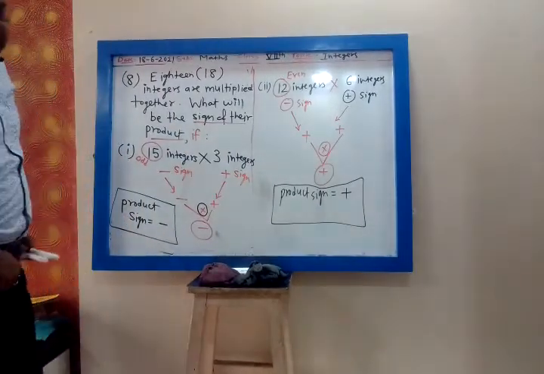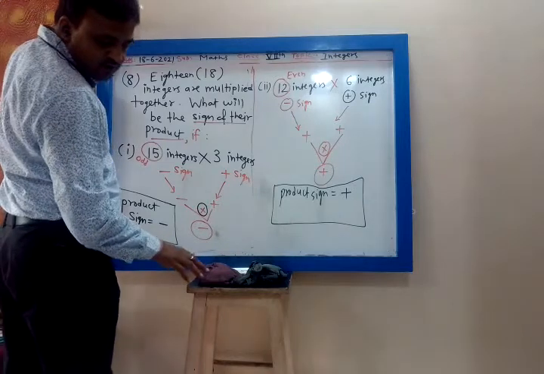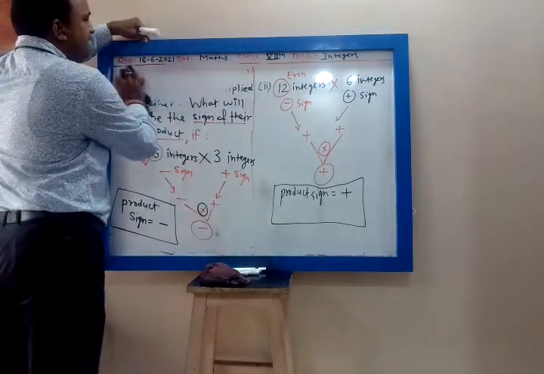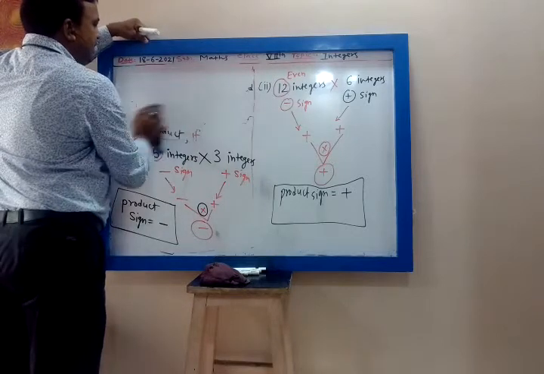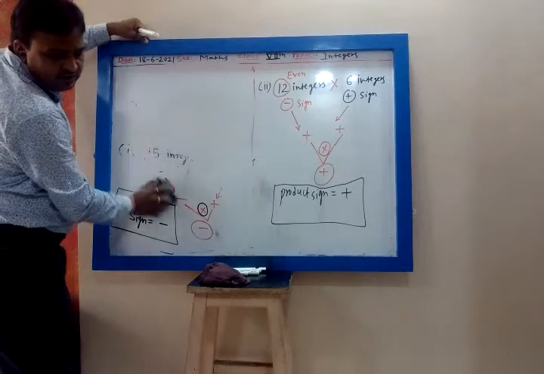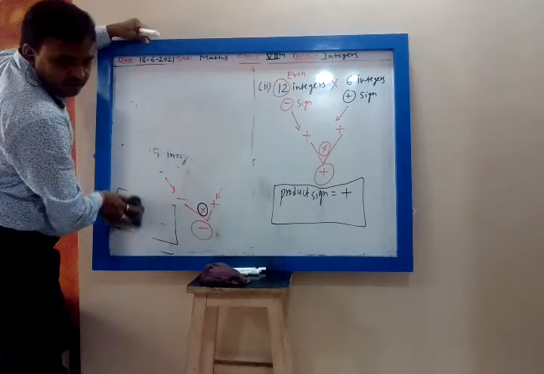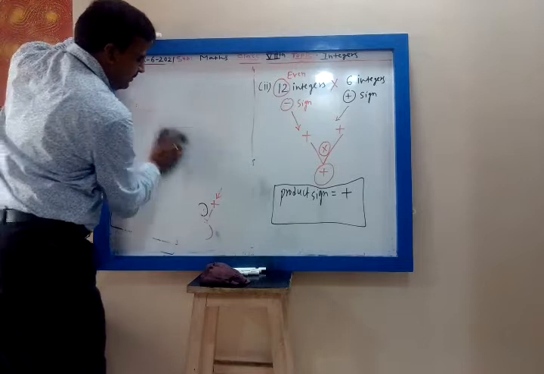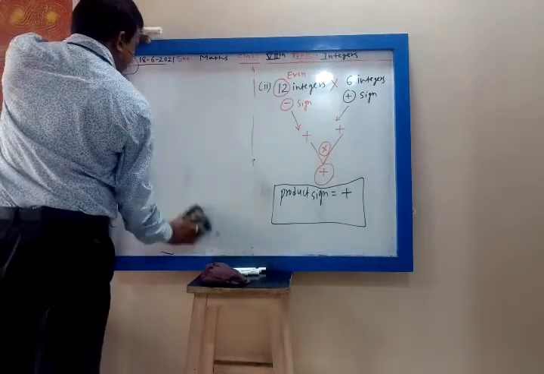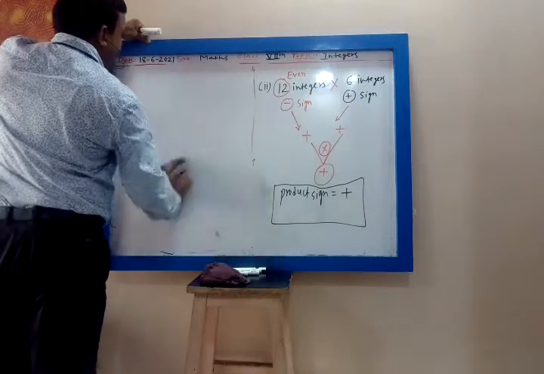Then 9 of them are positive and the remaining are negative. Total there are 18 integers. So if 9 are positive, what are the remaining? Remaining is 9, because total there are 18.